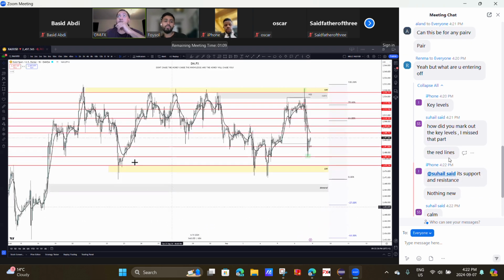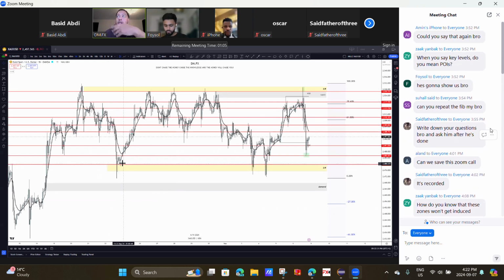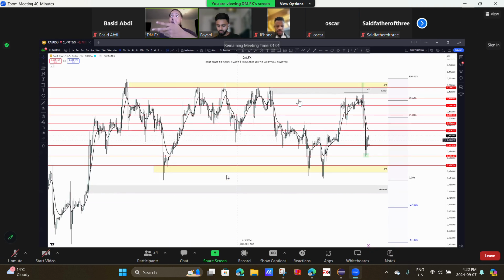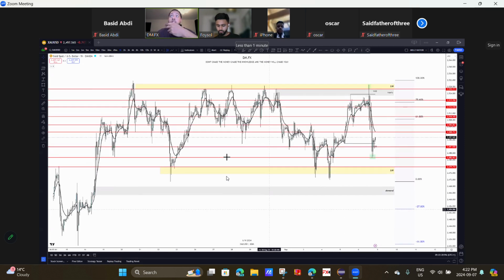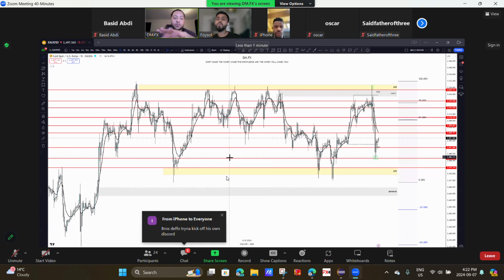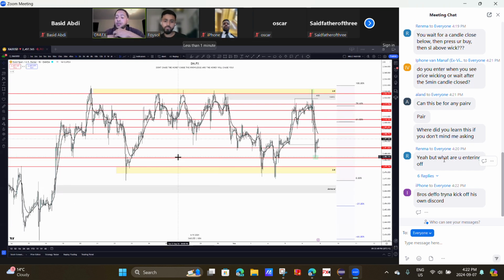So yeah, this is how you run confluence with key levels, with supply and demand, support and resistance, with the fibs. This is what you do. I'm not saying change your whole pattern of trading. I'm not saying that. What Urimi teaches is amazing. I've learned that.